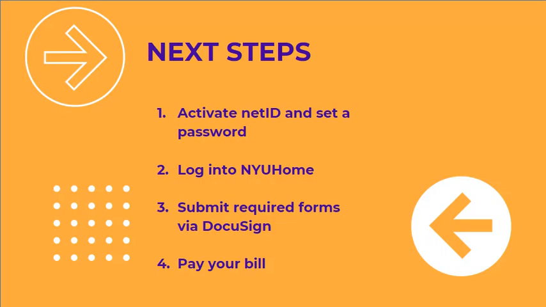All students should have completed the following before their program began. Did you complete this to-do list? Activate your NetID and set a password. Your NetID acts as your digital identification during your time at NYU and as your email address. Log in to NYU Home, the digital hub for all NYU online services. Submit your required program forms via DocuSign. And finally, pay your bill. If you have questions about any of these, please contact your program staff.